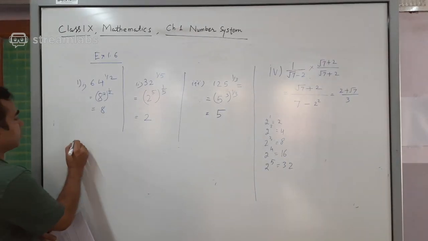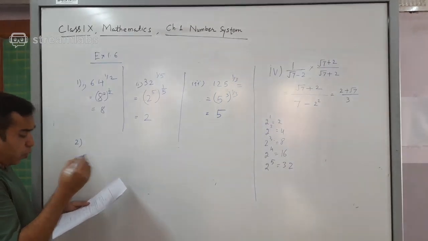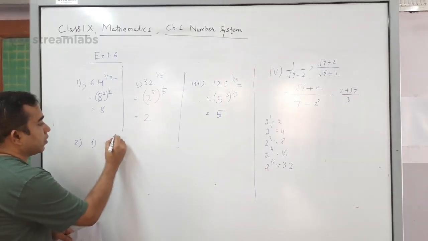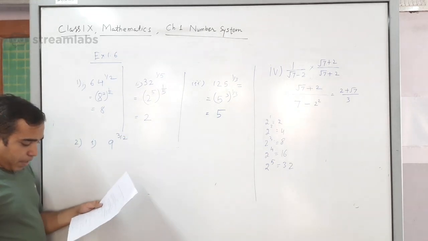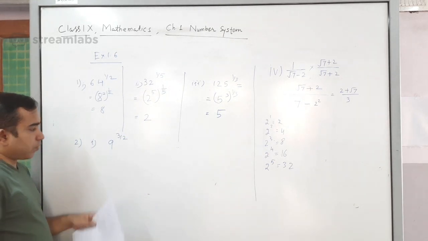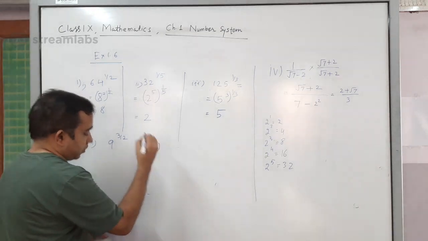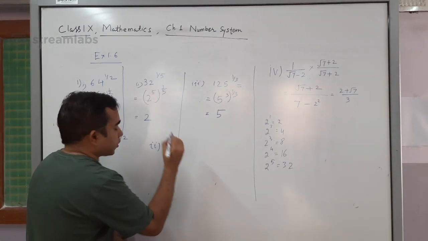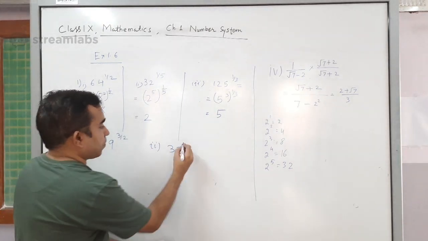Second question, let us see. Let's see what is different here. The first one is 9 and the exponent is 3 by 2. Second part, 32 and the exponent is 2 by 5.